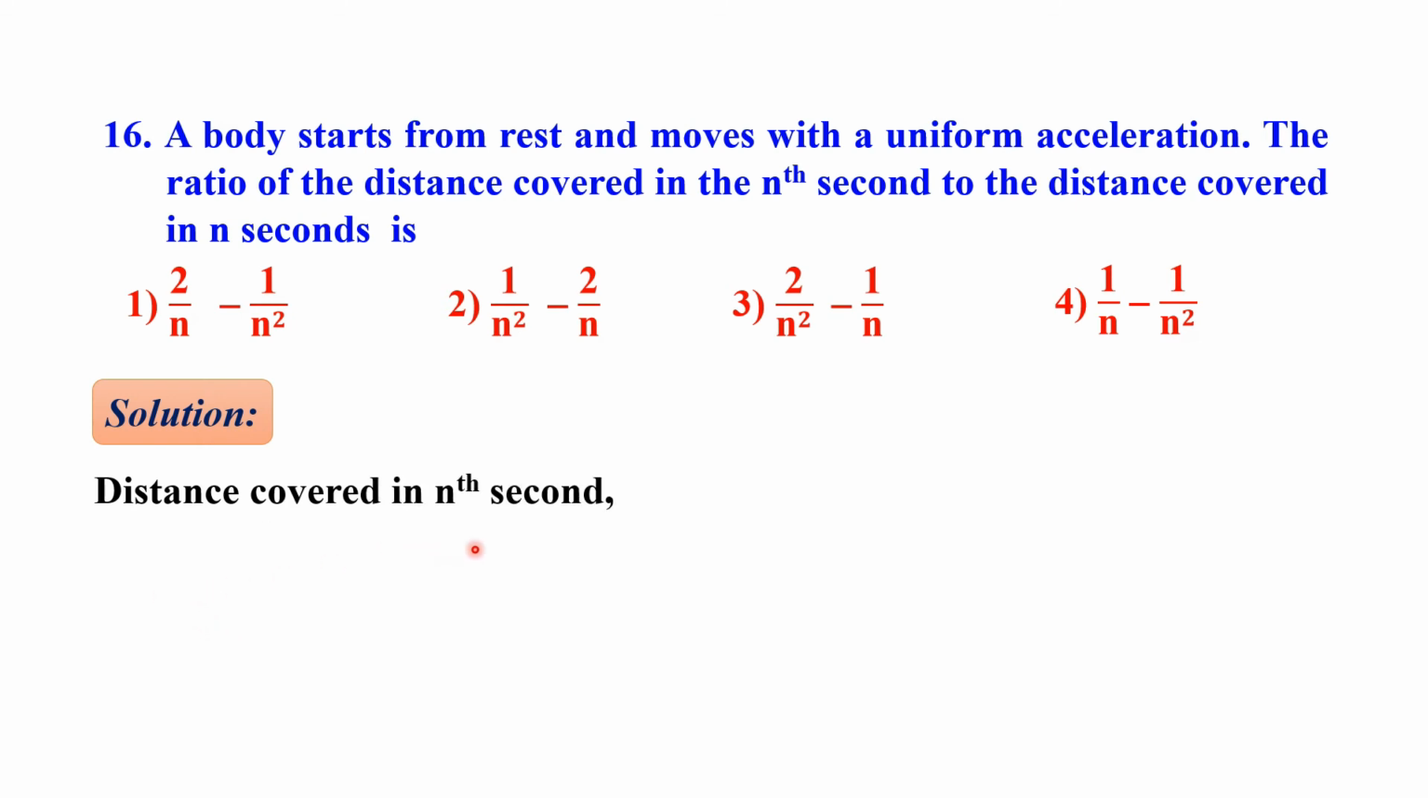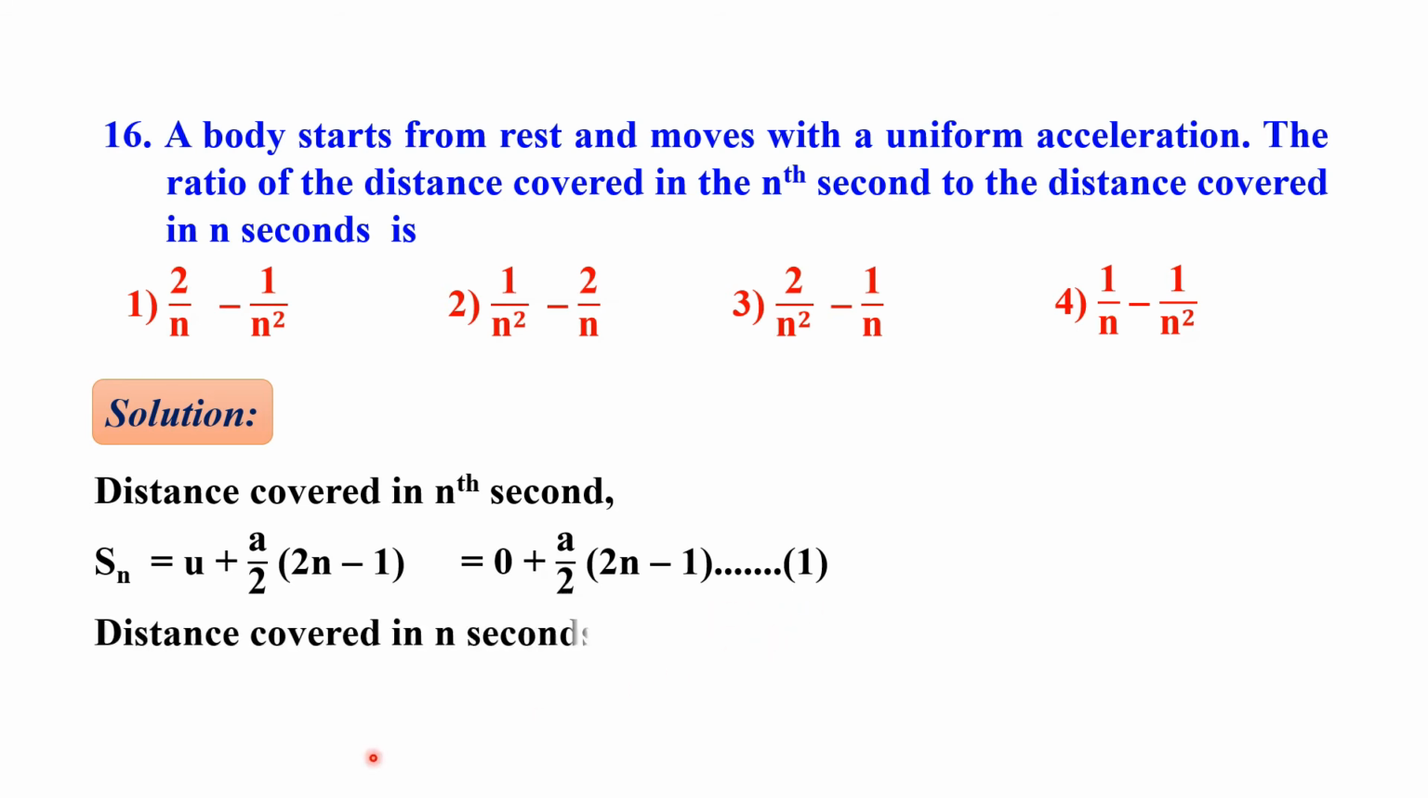Distance covered in nth second, that is Sn, is equal to u plus a by 2 into 2n minus 1. Here u is equal to 0. Why? Because the body starts from rest. So substituting u equal to 0 in this, we get Sn equal to a by 2 of 2n minus 1. This is equation number 1. Distance covered in n seconds, that is S, is equal to ut plus half a t square. Here u is equal to 0, so S is equal to half a t square. For t seconds, t square; for n seconds, n square. Consider this as equation number 2.